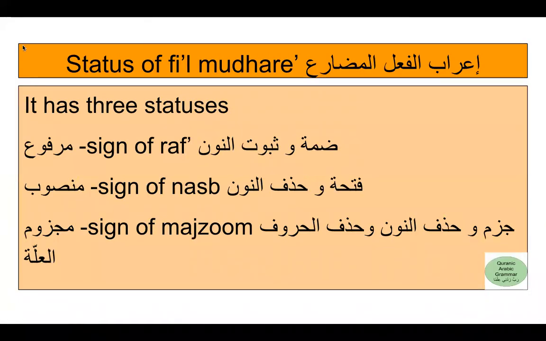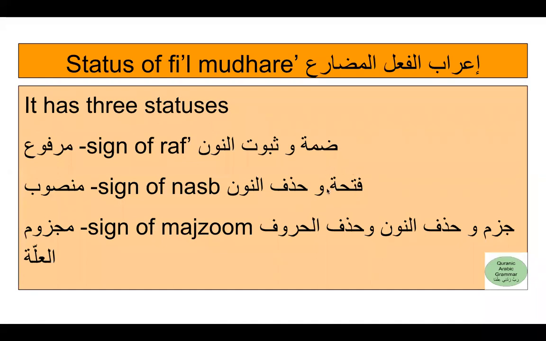As we have learned, our fi'lul mudari has 3 statuses. It can be marfu, mansub, and majzoom. In case of marfu, the last letter will either carry dhamma, or you will have a noon at the end of the word that will indicate that the status of your word is rafa.